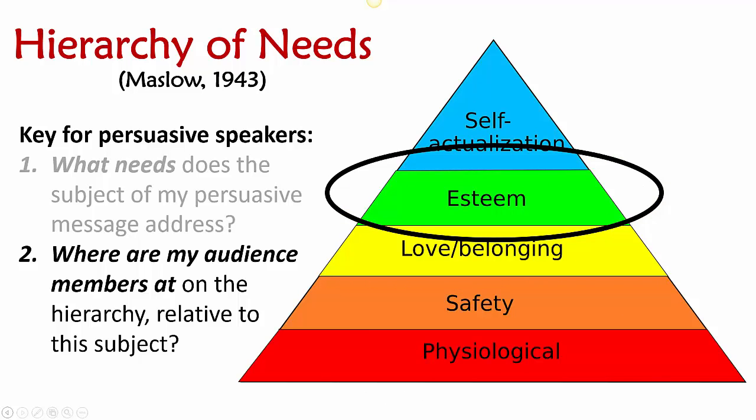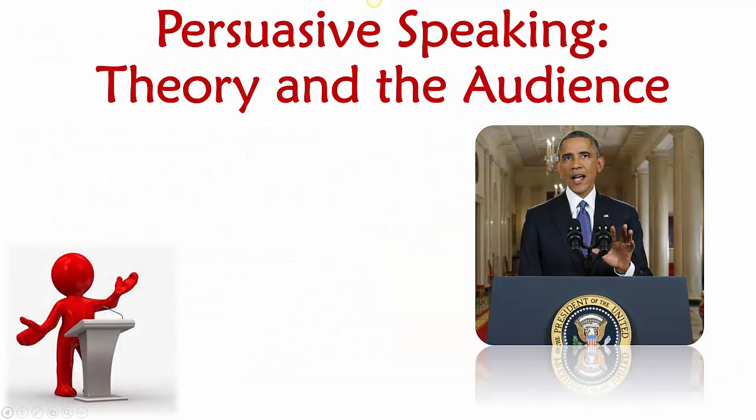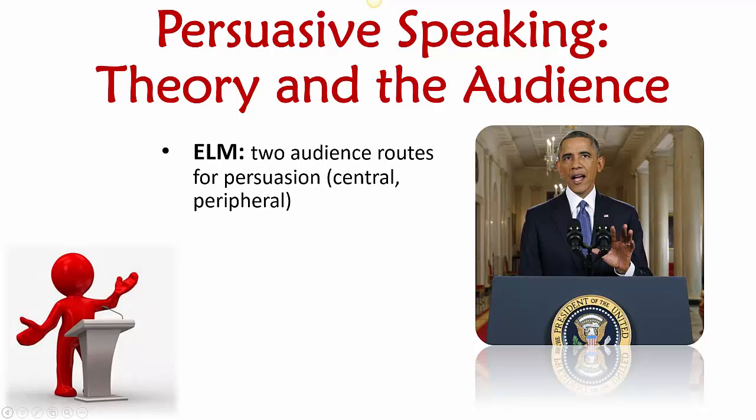Okay, so what we've got here between these three primary theories, the Elaboration Likelihood Model, the Social Judgment Theory, and Maslow's Hierarchy of Needs, are three important sets of ideas that any persuasive speaker can deploy in order to more successfully influence their audience. The Elaboration Likelihood Model reminds us that audiences get from point A to point B in persuasion through two important routes.